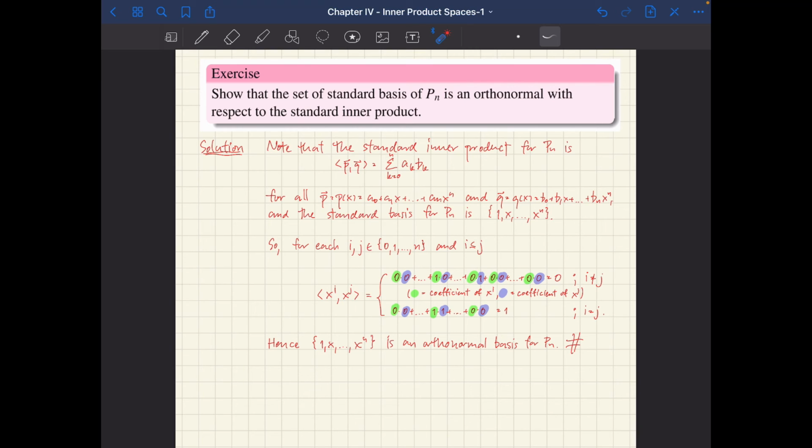If you need to copy this page, please pause the video. And next we will move to some examples.